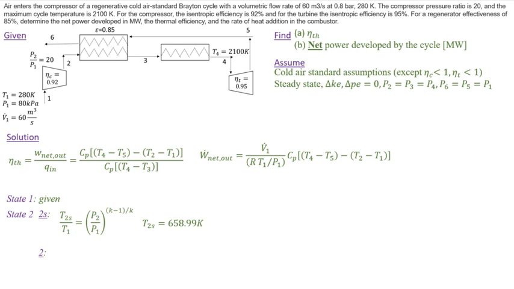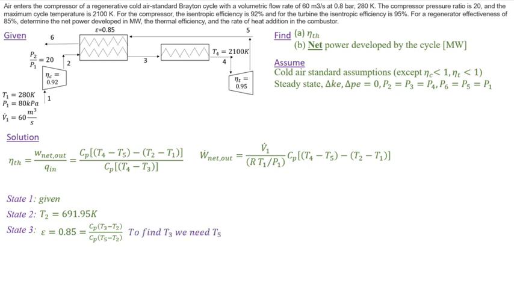For state 2, I'm going to use my isentropic efficiency equation. So it's the isentropic work over the actual work, and the actual non-isentropic work is on the bottom. So T2 is 691.95 Kelvin. And now we're ready for state 3. So the way that I'm going to calculate state 3 is by using my regenerator effectiveness equation. So it looks like I know everything in that equation except for state 5. So I'm going to come back to it. I'm just going to put a pin in it.